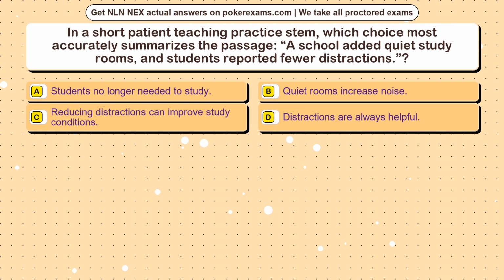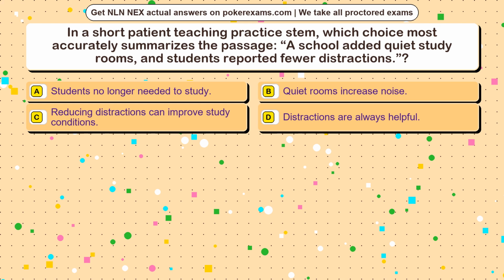Question 14. In a short patient teaching practice stem, which choice most accurately summarizes the passage? A school added quiet study rooms, and students reported fewer distractions. Option A. Students no longer needed to study. Option B. Quiet rooms increase noise. Option C. Reducing distractions can improve study conditions. Option D. Distractions are always helpful.